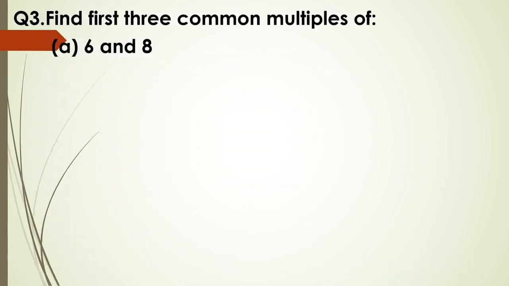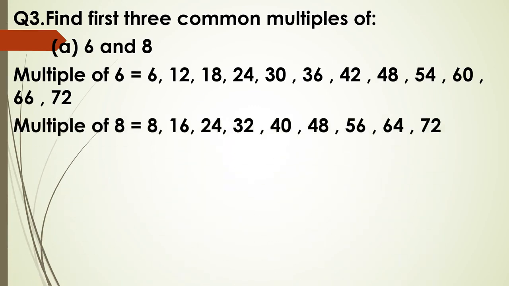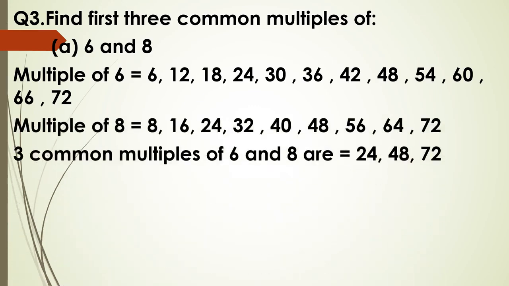Question number 3. Find first 3 common multiples of 6 and 8. Write down multiples of 6. Then write down multiples of 8. And then find out 3 common multiples of 6 and 8. If you have written multiples of 6 up to 60 only, then you are not able to find out 3 common multiples. Then extend it. It is 66 and 72 also. But you have to find out first 3 common multiples.